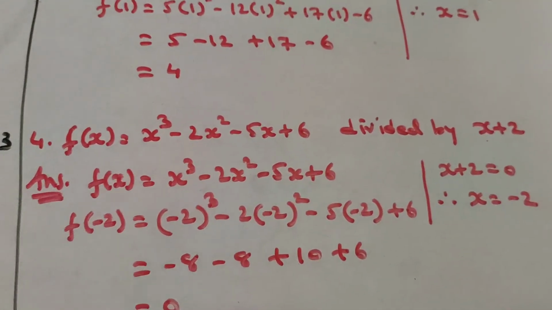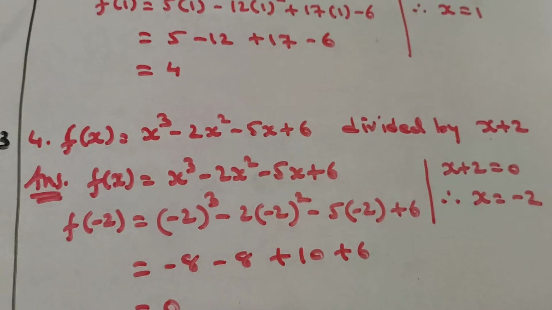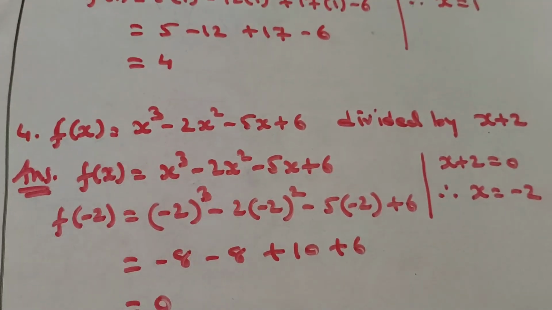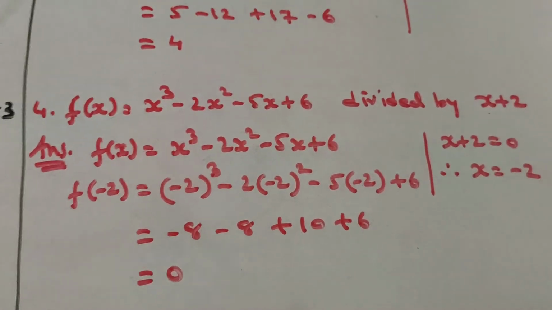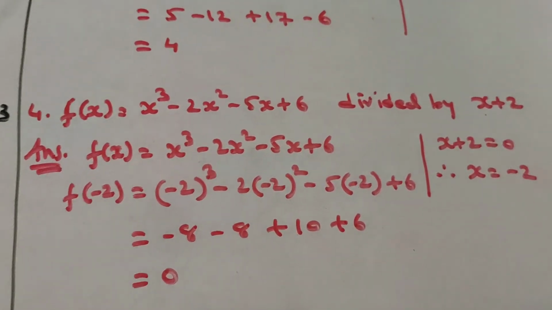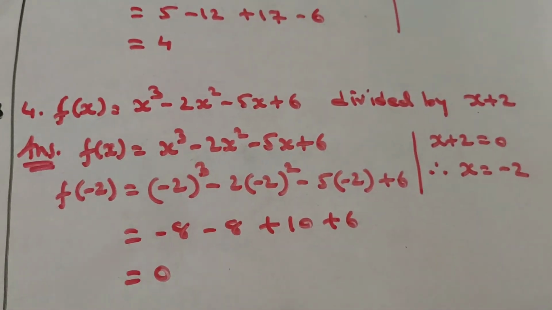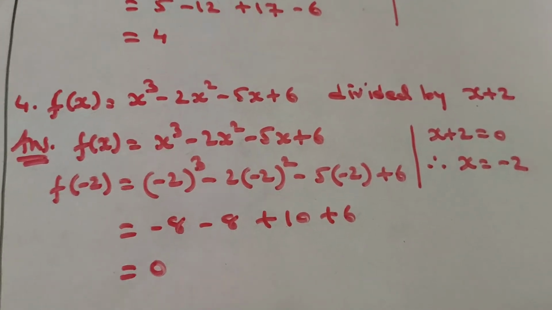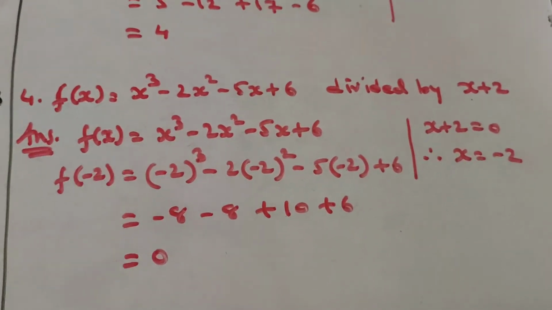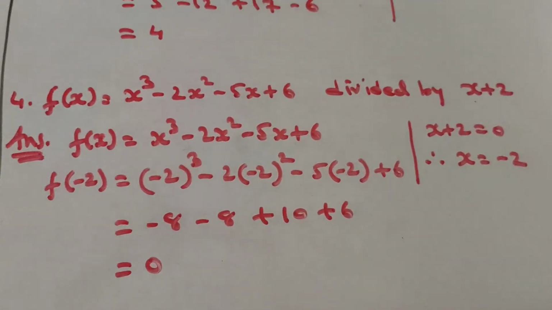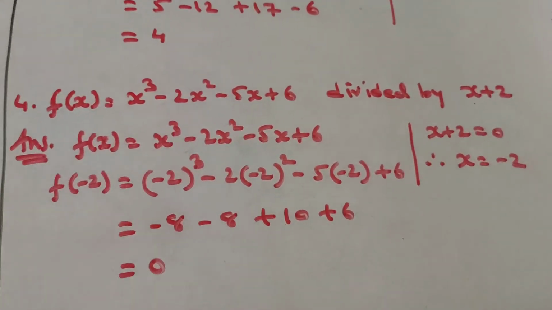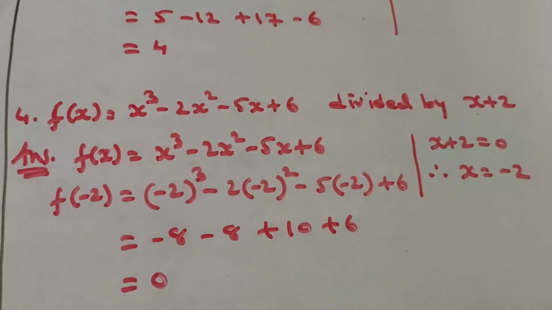Sum number 4 says f(x) is equal to x cube minus 2x square minus 5x plus 6, divided by x plus 2. So we'll write f(x) is equal to x cube minus 2x square minus 5x plus 6. On the right hand side we'll make a column stating x plus 2 is equal to 0. Therefore the value of x is minus 2. Placing the value of x as minus 2, we are obtaining that it is a 0. So see here we got 0. That means the remainder is 0. That means x plus 2 is a factor.